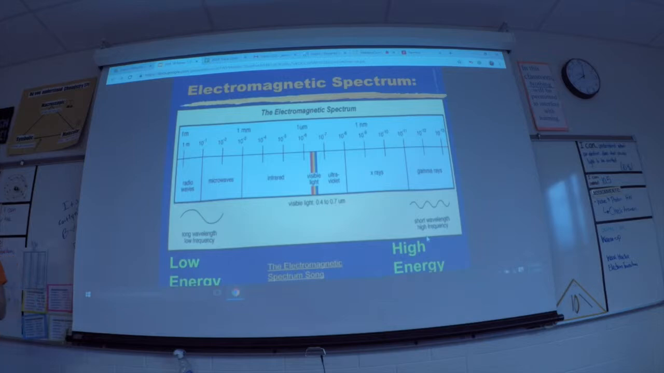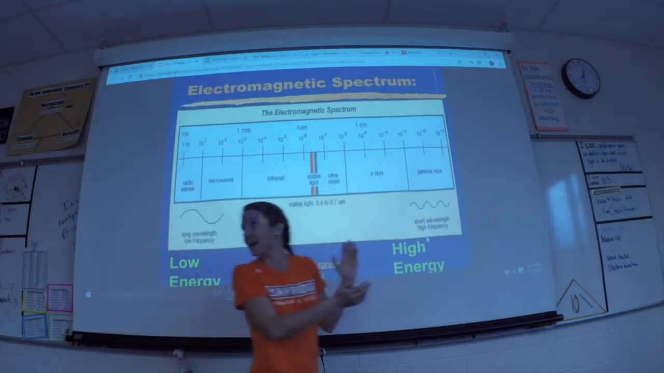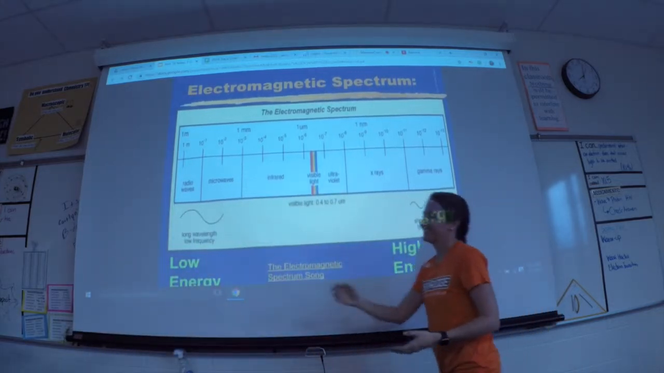Now this right here is known as the electromagnetic spectrum, and it shows us all the different types of waves there are in the universe. I want you to label, so there's a box down at the bottom, label this side as the low energy side of our waves, and this side is our high energy side.